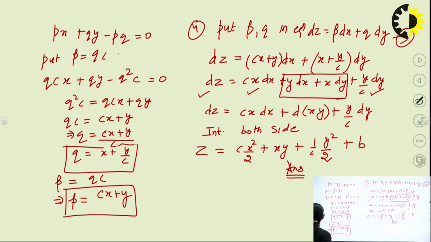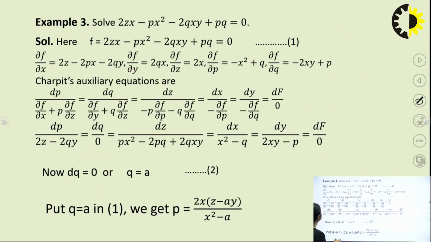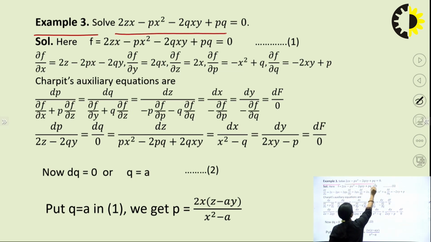Let us discuss one more example. Example 3. Here again we have to solve a differential equation which is a non-linear partial differential equation of first order. See, it contains only first order partial derivatives, and p and q are present in product. So it is again a non-linear partial differential equation of first order.